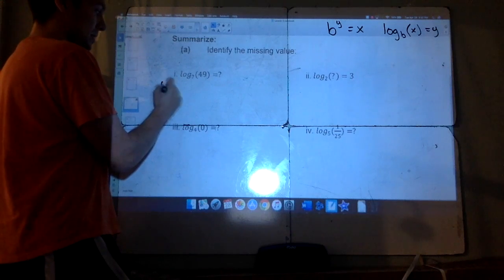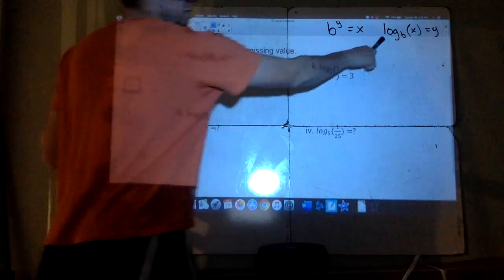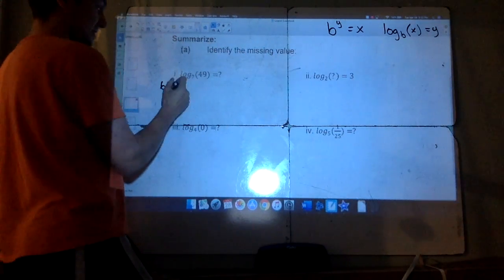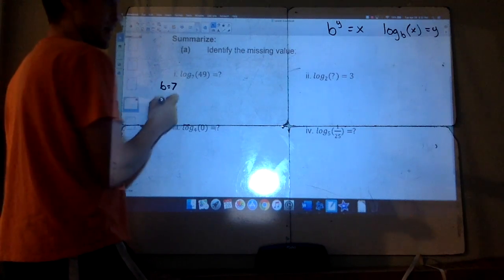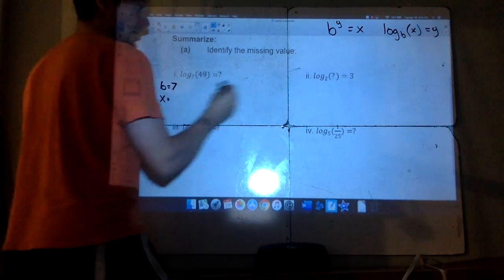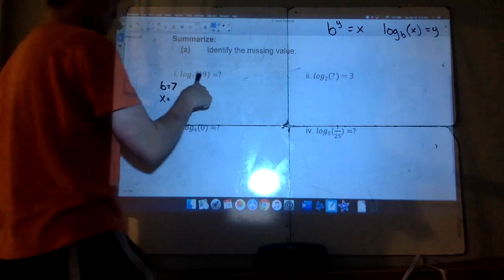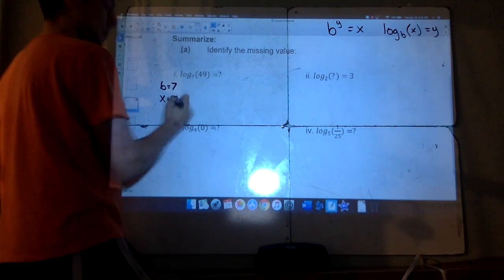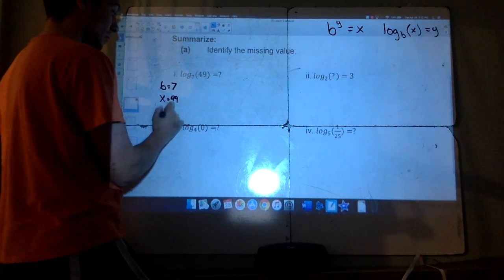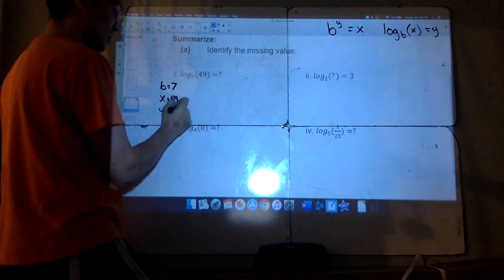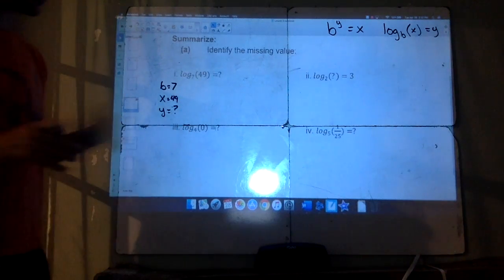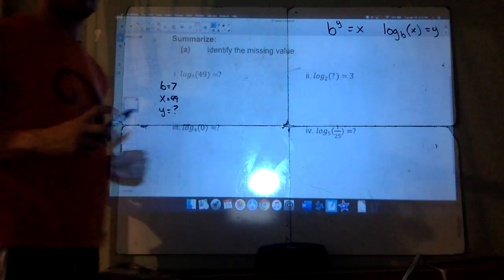So b here is, well, it's log base b. This is log base 7. X is what's inside the parentheses. So here it's 49. And y in this is an equals question mark, so we don't know what y is. So we're going to change this back to this form.